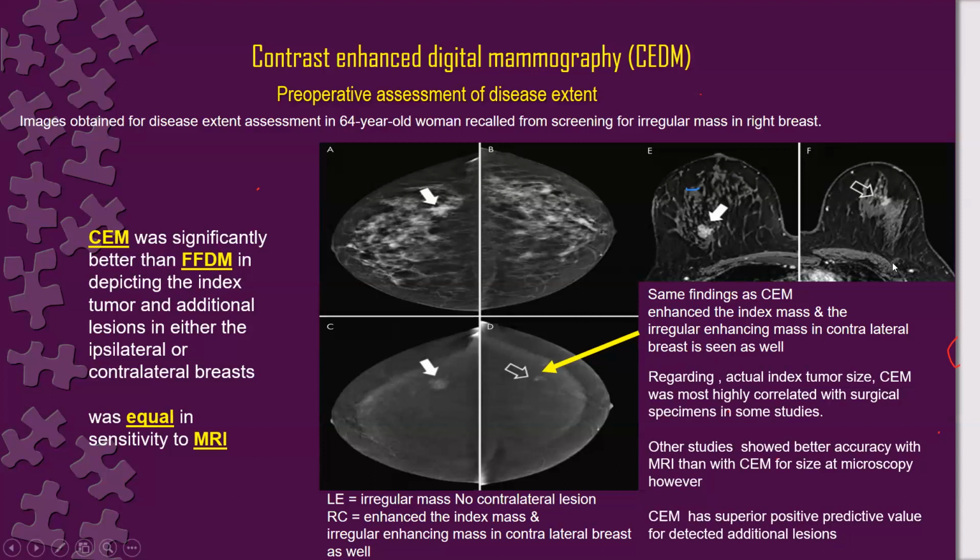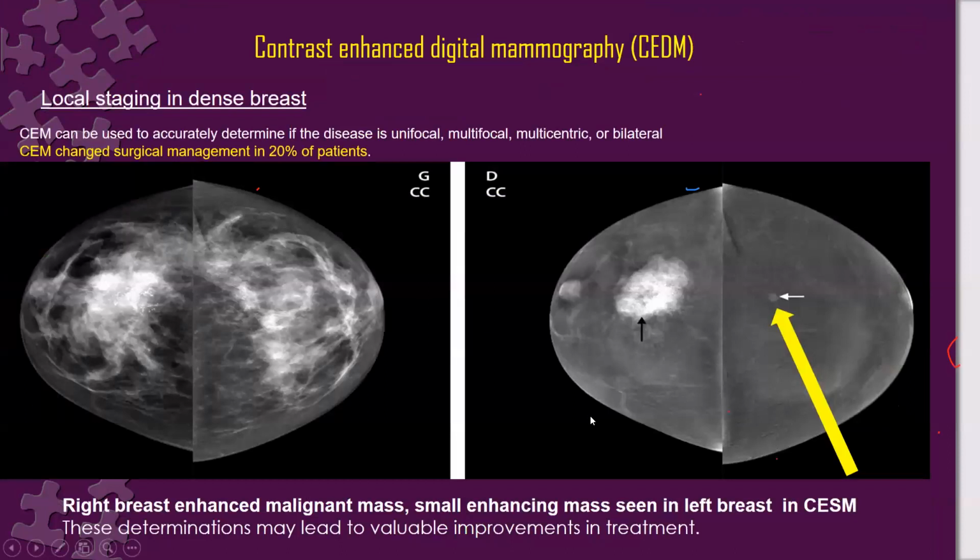As we mentioned, not all lesions seen on MRI are cancer, and they lead to a lot of unnecessary biopsies, and the positive predictive value is relatively low. But contrast enhancement is relatively more specific than MRI, and enhancing lesions on mammography are much more likely to give positive results.